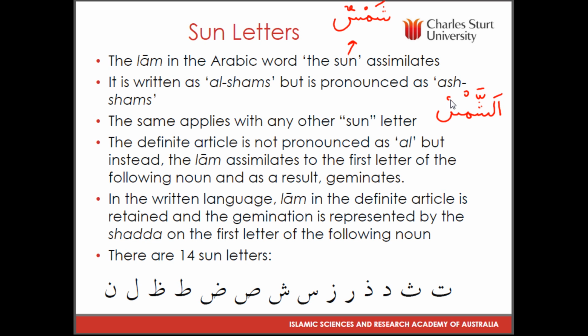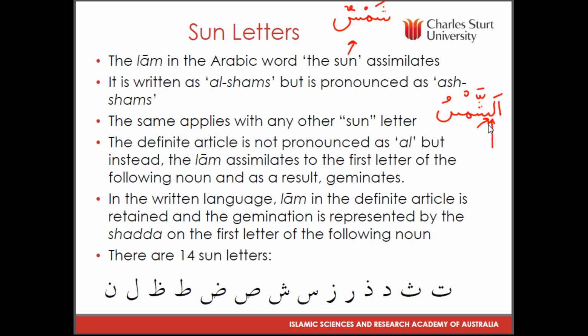So this lam part assimilates. You shouldn't pronounce it because this letter is a solar letter. Shin. That shin is solar. That's why it assimilates. Look, the lam in the Arabic word for the sun, ash-shams, assimilates. It is written as al-shamsu. Look, the lam is here in writing, but in pronunciation, in articulation, it assimilates. It becomes ash-shamsu. Okay?